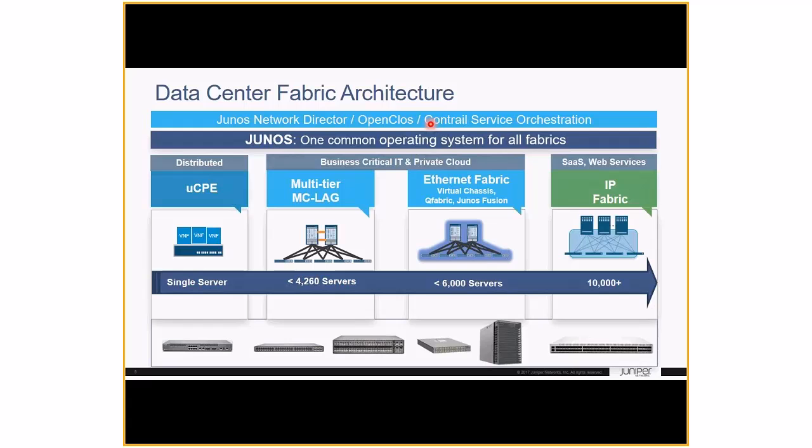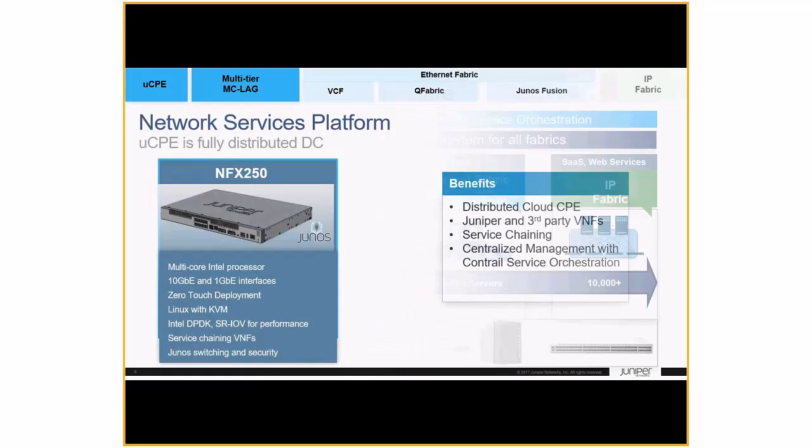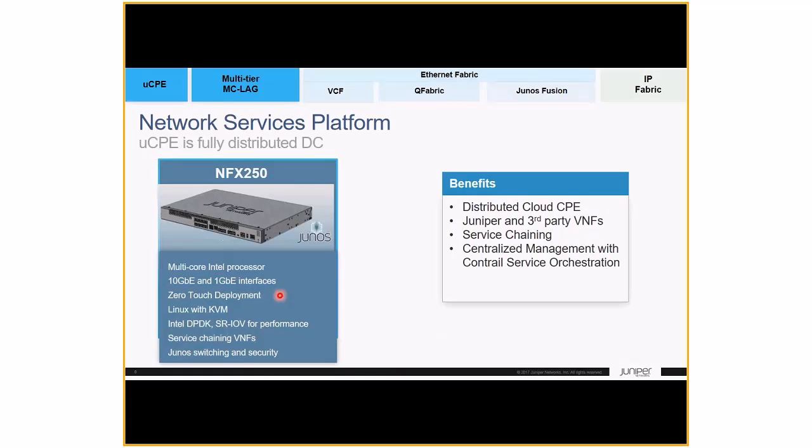And if we go through each one of these, we'll have the UCPE first, which is our NFX series, the NFX 250. What it is, it's running a Linux kernel that has a processor, and can run VMs on it with KVM. It supports DPDK and SR-IOV. It has 10 gig WAN ports and 1 gig LAN ports. It does full zero-touch provisioning, and you can do service chaining of your VNFs.